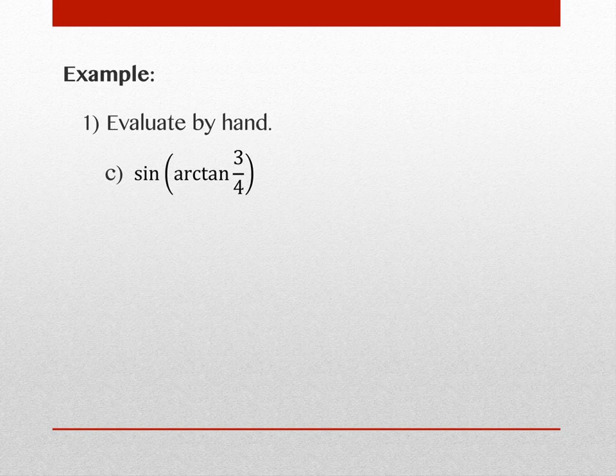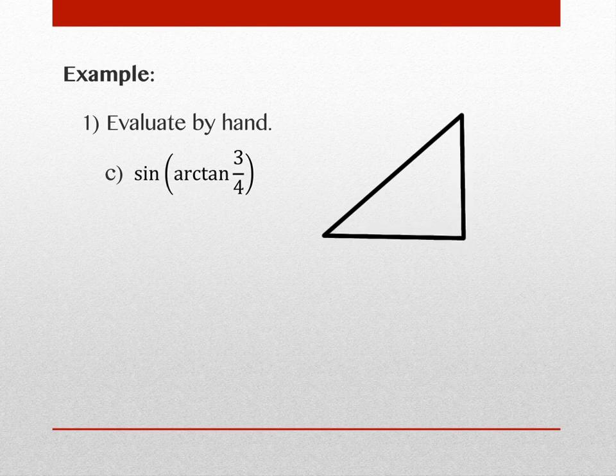Agreed? So here's what we do. And you could have done this for the last two as well if you didn't like the unit circle approach. We're going to draw a triangle, and we're going to mark an angle in our triangle as our reference angle. This is how I typically draw my triangles.